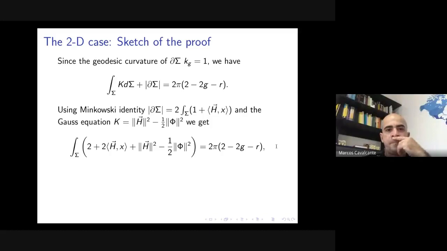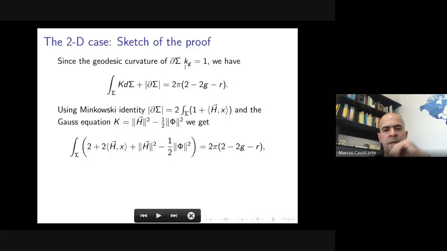So first, as you know, the geodesic curvature of the boundary equals 1, because it's a free boundary in the ball. And then we apply the Gauss-Bonnet theorem for the surface. The integral of the geodesic curvature is the length of the boundary. But we have a Minkowski identity, which says that the length of the boundary is exactly 2 times this integral here. Okay, this is the Minkowski identity.